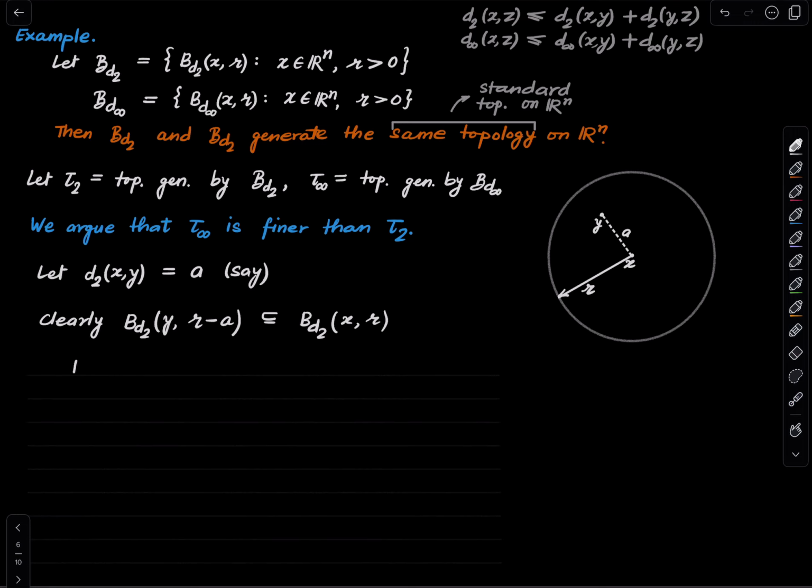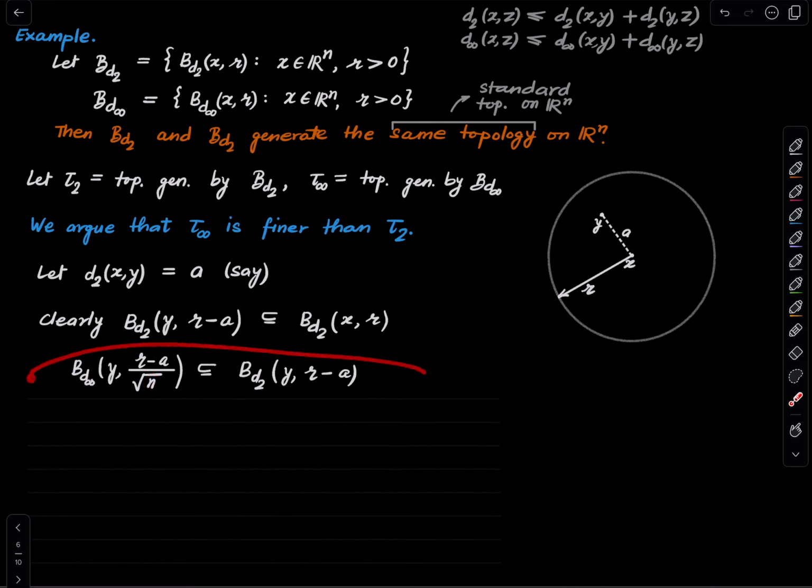that the infinity ball centered at y of radius scaled down by root n, that is contained in this. This is what we recalled in the beginning of the lecture. We proved this thing for n equals 2 in the previous lecture, and the general case was an exercise. So using this, and using the above containment, we see this is the case.